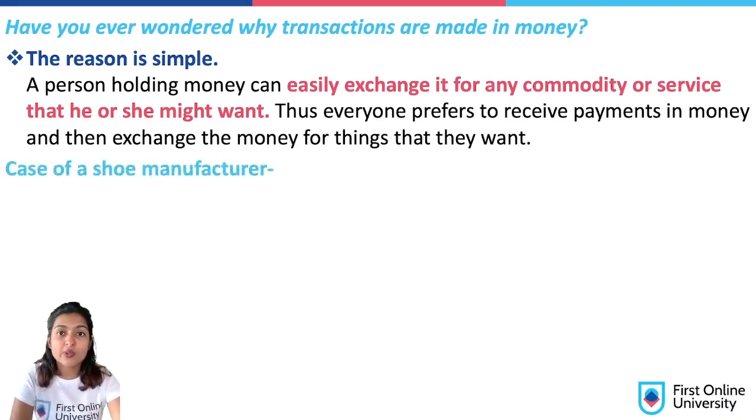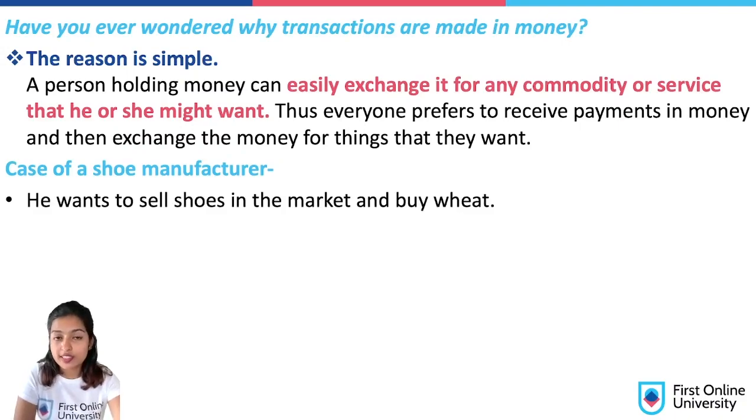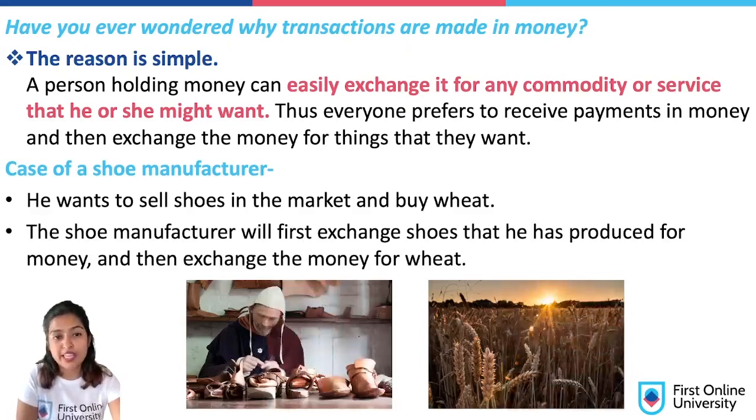Let us evaluate this entire concept of why exactly transactions are made in money with the case study of a shoe manufacturer. This manufacturer wants to sell shoes in the market so that with that money he can buy wheat for his consumption. The shoe manufacturer will first exchange shoes that he has produced for money and then exchange the money for wheat.